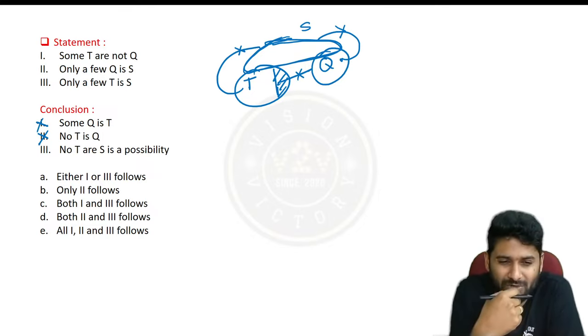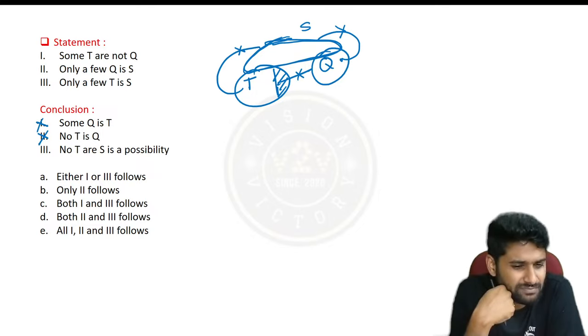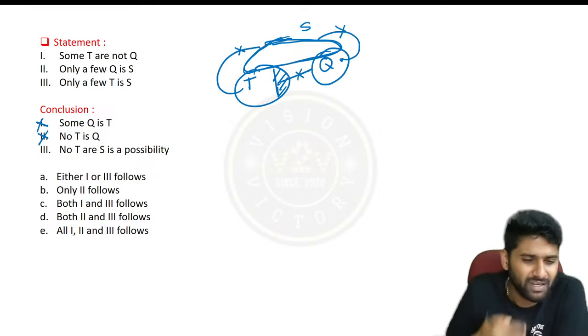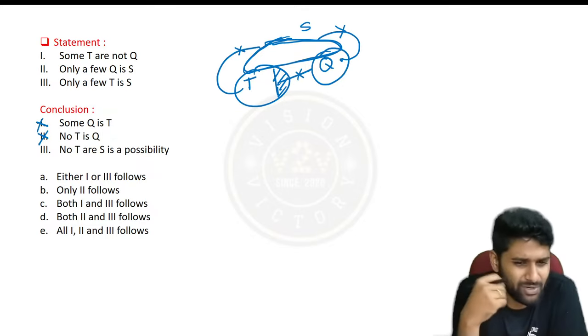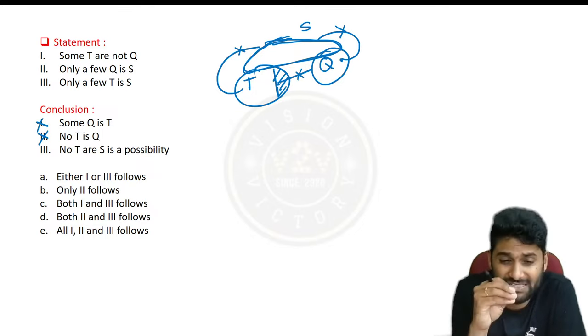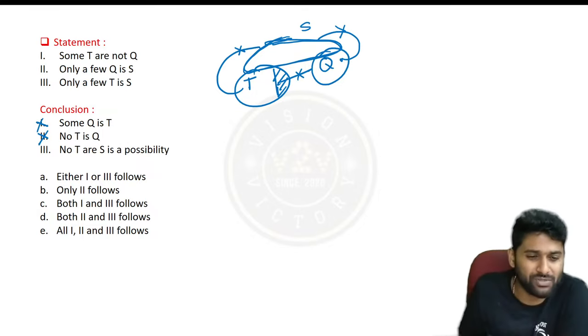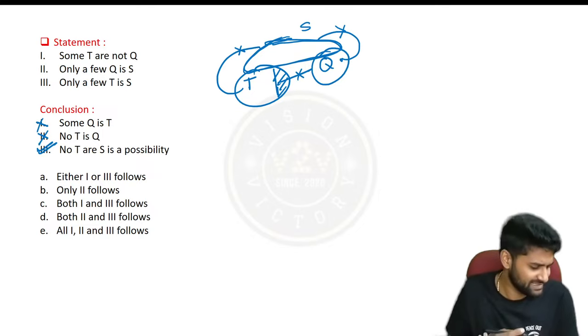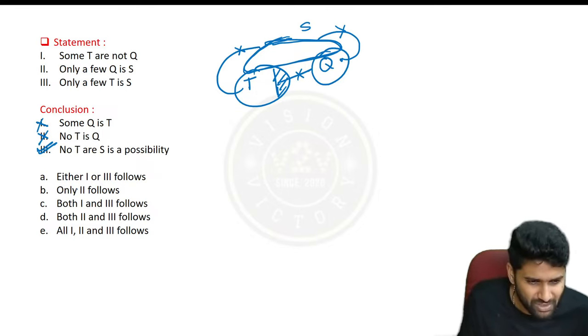No T is S is a possibility. Guys, is it possible? Can we assume a relation? Can we get the possibilities? No T is S. If all S can be a T, yes, it's possible. We cannot assume all T into the S. We can see that some T's are S. If they clearly mention that no T is S, if no T is S is a possibility, it means the third one follows, guys. Because we can assume a relation. It's not exact. Now here only conclusion 3 follows. Again, the option is not given, I think. So it's only option 3 follows.